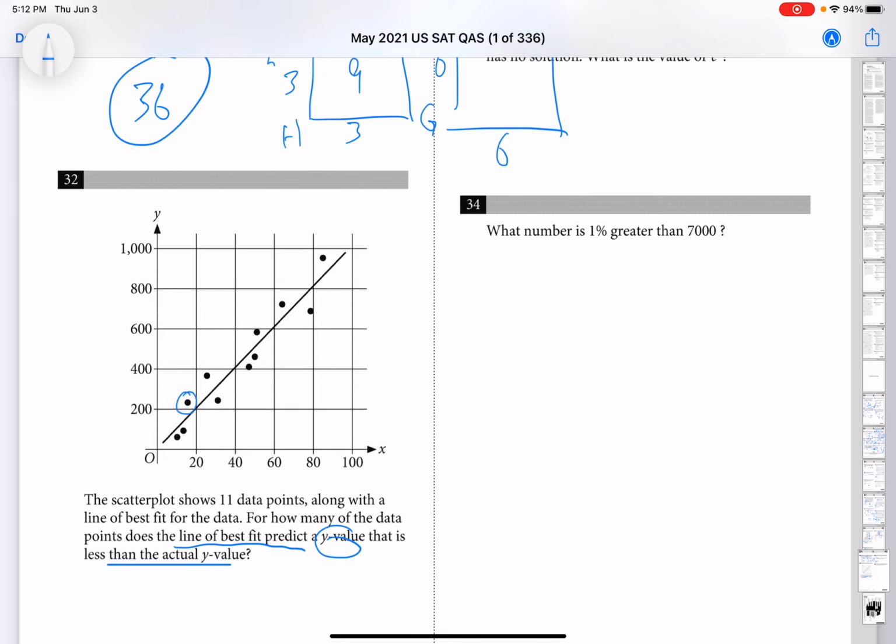So what you want to do is pick any point where the dot is above the line. So there's 1, 2, 3, 4, 5. So there's 5 dots above the line. So that means the line estimates below that dot in those 5 points. So for number 32, the answer should be 5 for those 5 points.